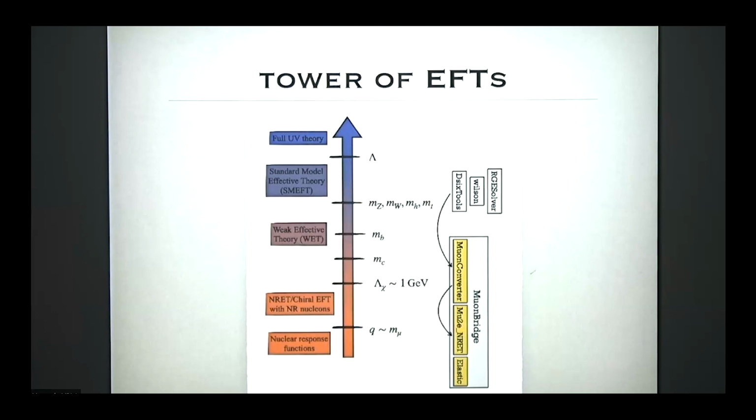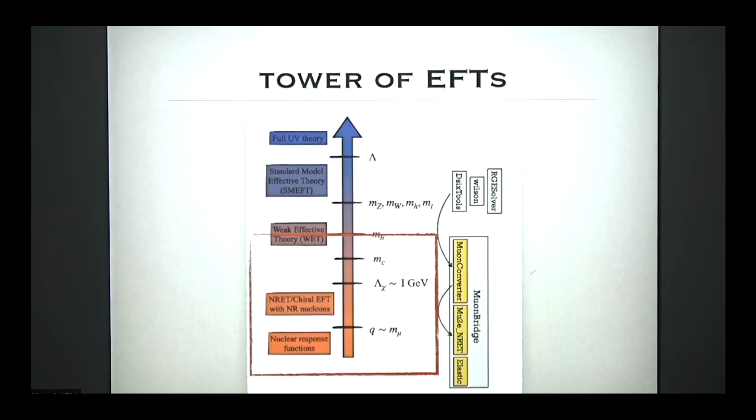So what's this tower of EFTs? If you start at high energies, that will be the full UV theory. You integrate out the mediators and end up in the standard model EFT. Then you run down to lower scales. You integrate out the heavy Z, W, Higgs and the top, and end up in a weak effective theory, which doesn't have these degrees of freedom. Then you run down, and at each mass threshold you integrate out degrees of freedom: the b quark, the charm quark. Finally, you hit this 2 GeV, and that's where we'll focus. So we'll focus on the physics here.